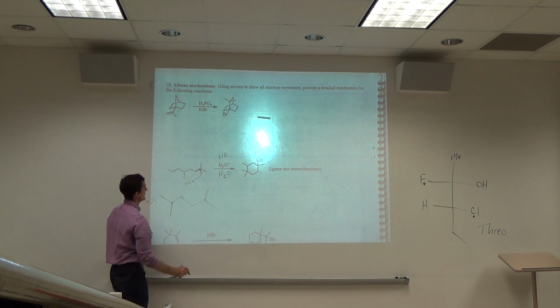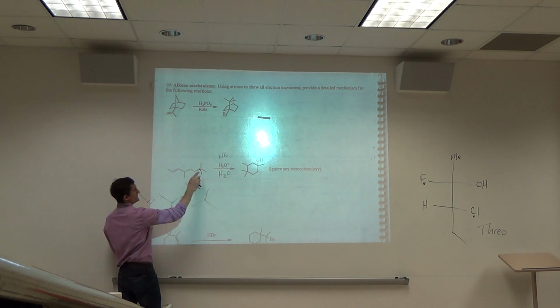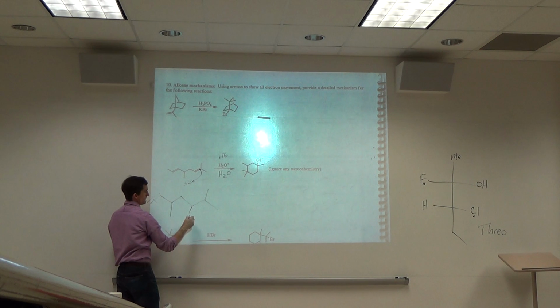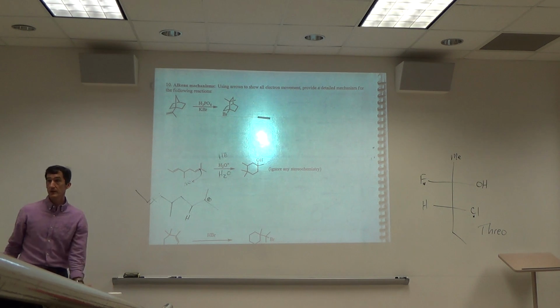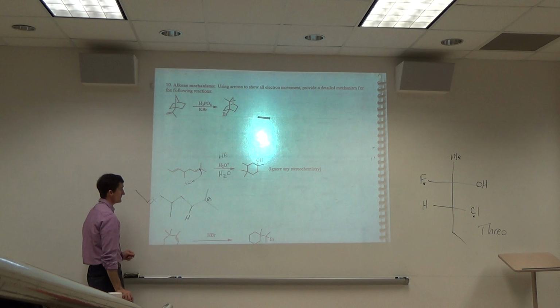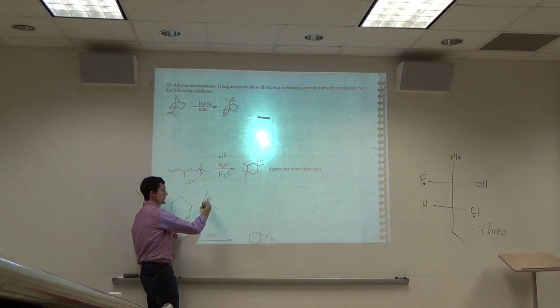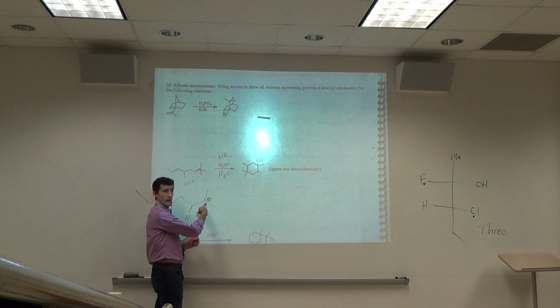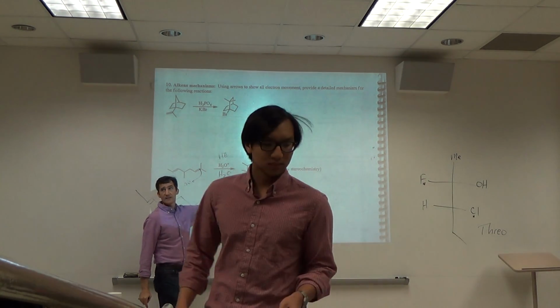What does that give? We now have a new bond to H right there, to this carbon. And what is over here? Carbocation. It lost electrons in that process. It only has three bonds now. Okay, water could add here, and we would eventually get an alcohol. But that isn't that product.